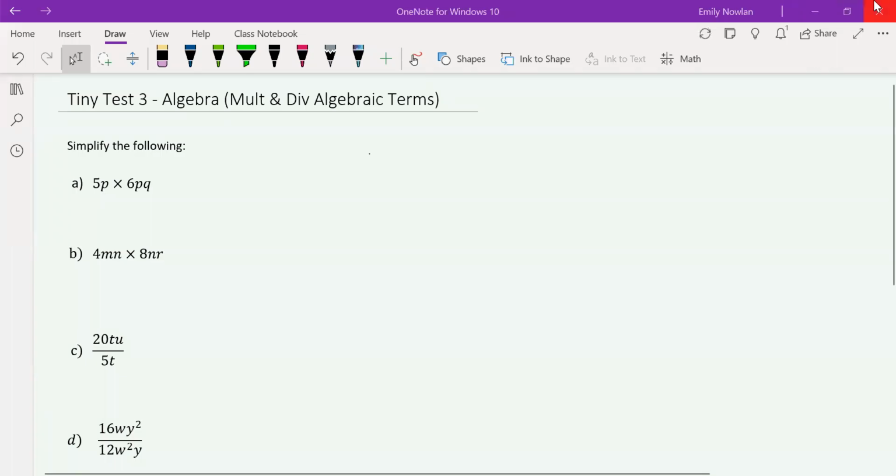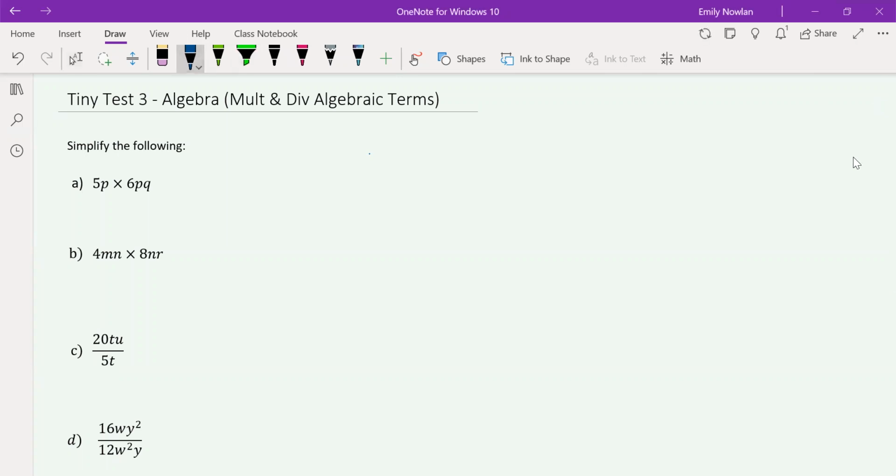Hello everyone, we're going to do another tiny test on algebra, but this time it's multiplying and dividing algebraic terms. So remember, write down the questions, pause it, try it yourself first, and then see how you go. Okay, let's see how we went.